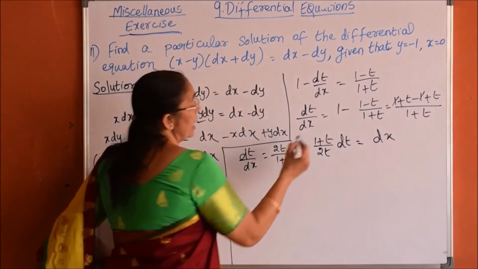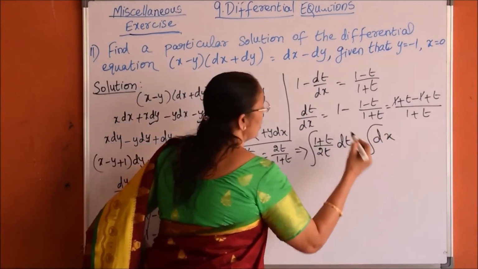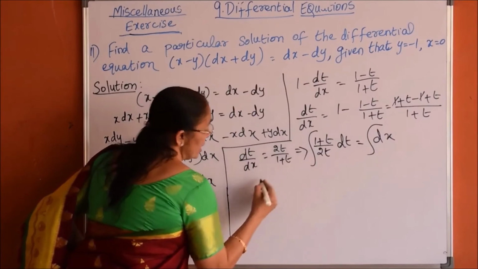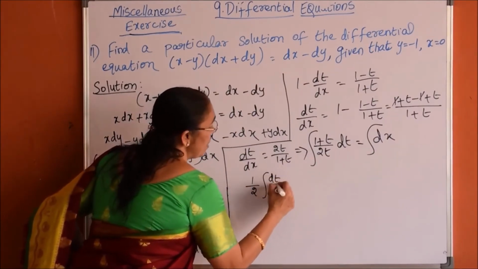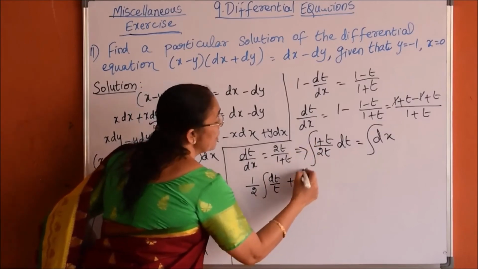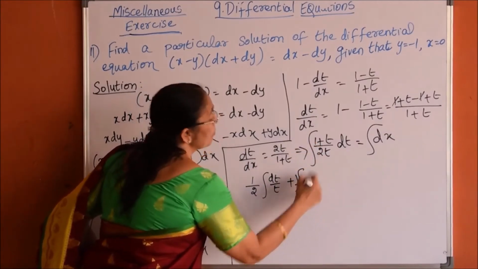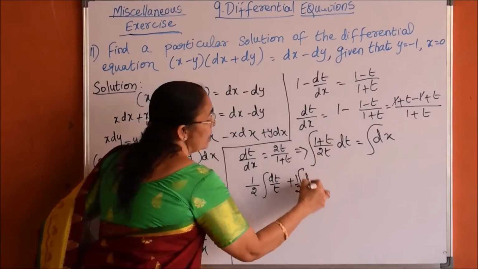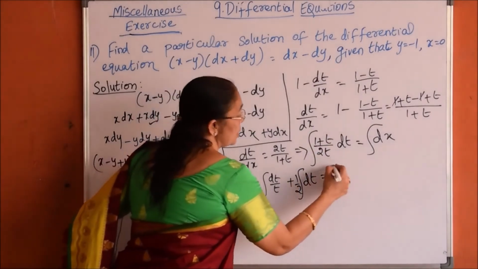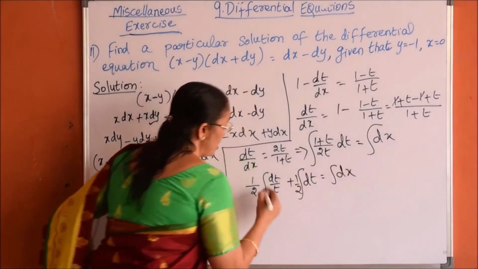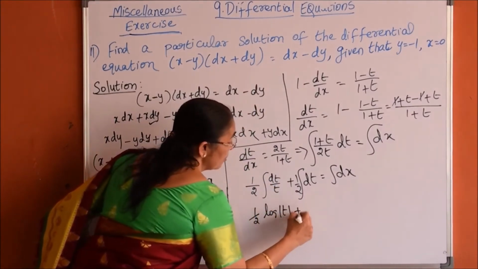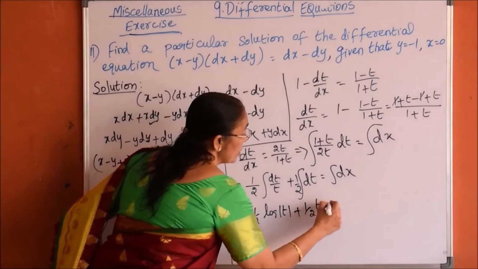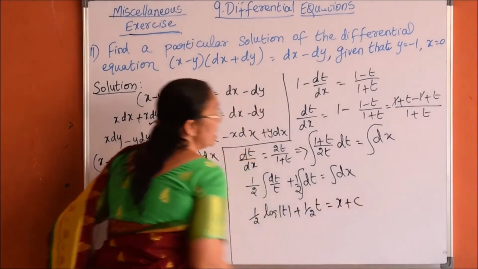Now, integrating on both sides, for the left hand side, let us separate the integrals: half into the integral of dt by t, and the second term, half into dt, where dt is simply integrated, is equal to the integral of dx. So, half log mod t plus half t is equal to x plus c.